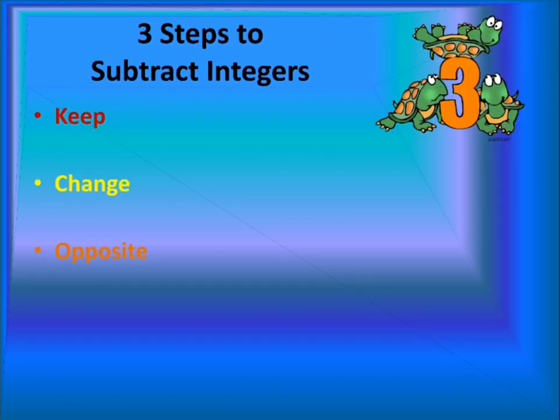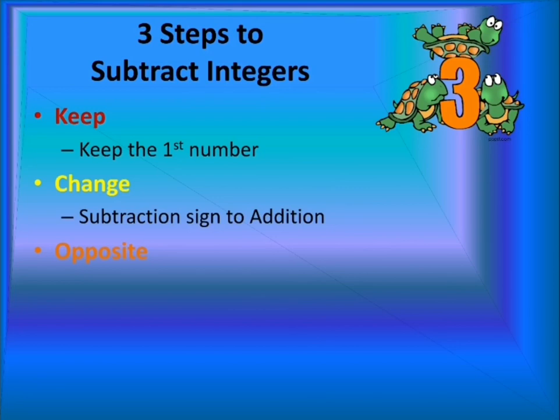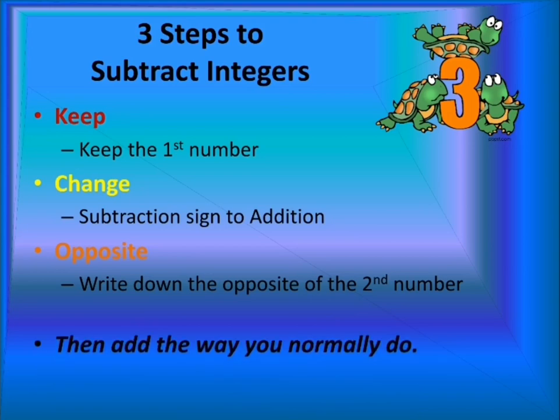So, 3 steps to subtract integers. Keep the first number. Change the subtraction sign to addition. Write down the opposite of the second number. Then add the way you normally do.